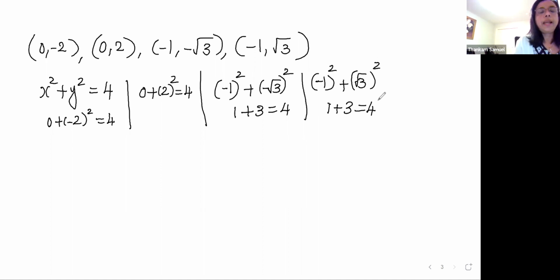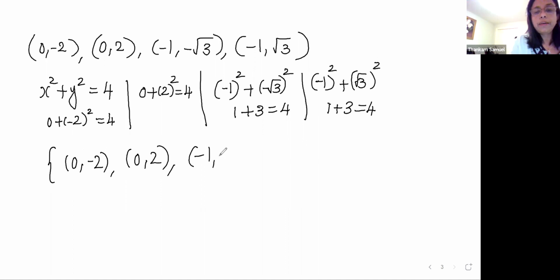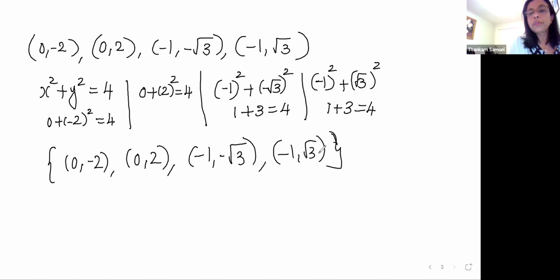So our final answer is (0, -2), (0, 2). These are all ordered pairs, right? X value first and the Y value. So the final solution set is (0, -2), (0, 2), (-1, negative square root of 3), then (-1, square root of 3). This is our final solution.